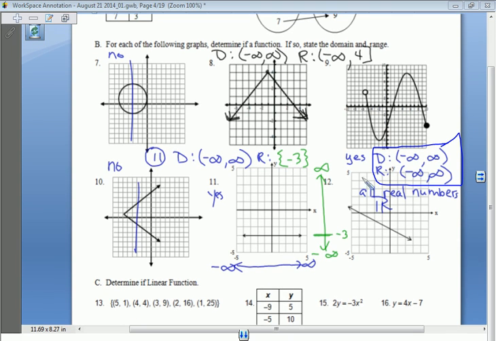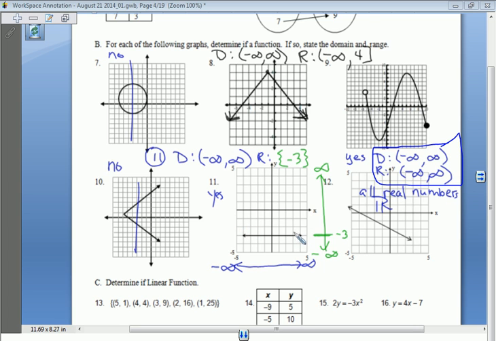Okay, we did 7, 8, 9 yesterday in class, so we should all have those correct. So 10 is not a function, it fails the vertical line test right there. 1, 2, a vertical line passes through more than 1 point. Now, number 11 is a function.